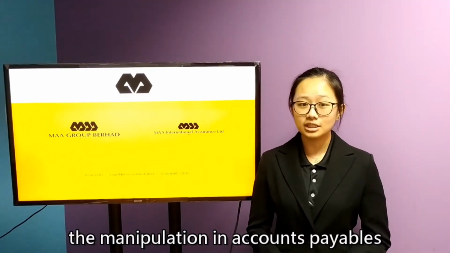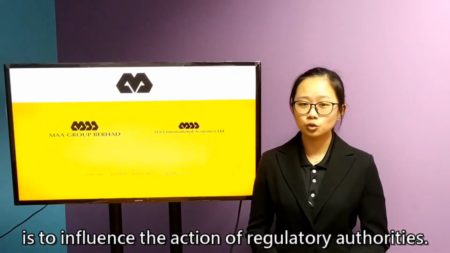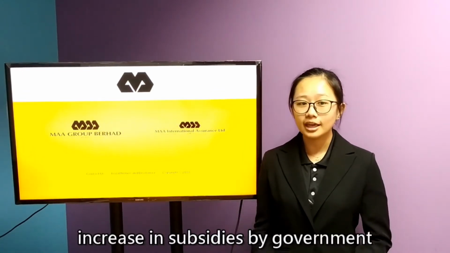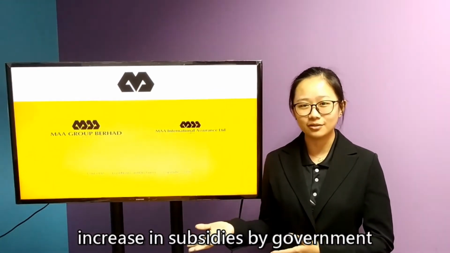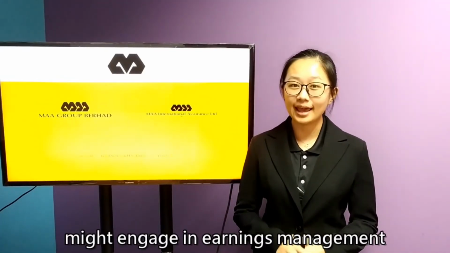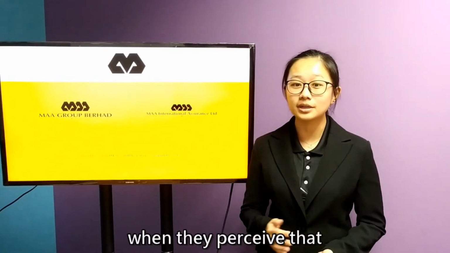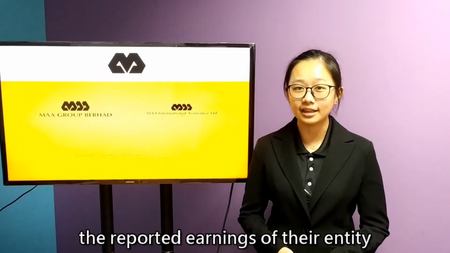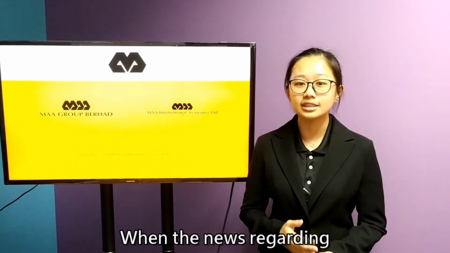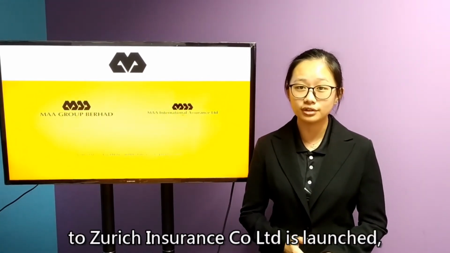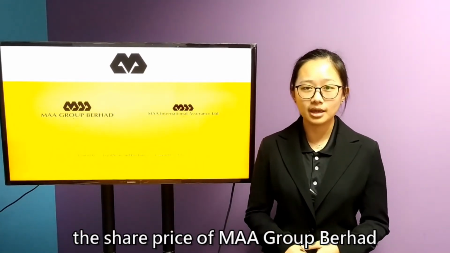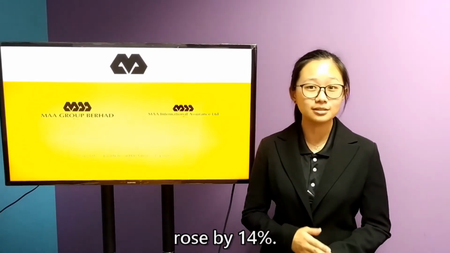The manipulation in account payables is to influence the action of regulatory authorities, for example, increase in subsidies by government and decrease in tariff. MAA Group Berhad might engage in earning management when they perceive that the reported earning of their entity influences the market value. When the news regarding the disposal of subsidiary to Juris Insurance Company was launched, the share price of MAA Group Berhad rose by 14%.